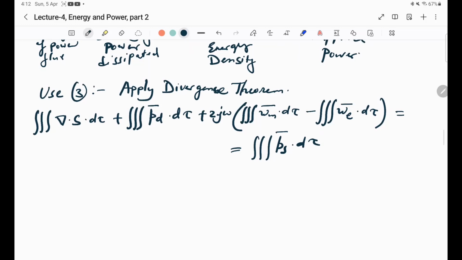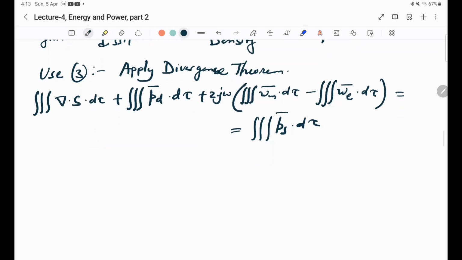Okay, now we are going to apply the divergence theorem only in this term. Okay, why only in this term? Because only in this term we have this del operator. We do not have the del operator in here or here or here or here. That is why we are applying the divergence theorem only in this term.